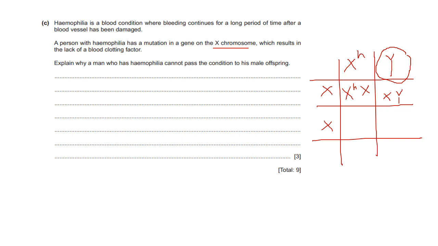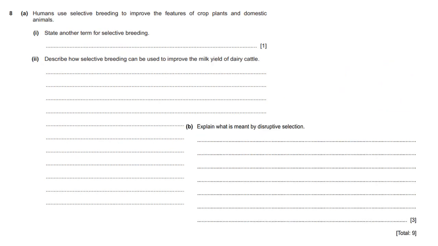Very simple and straightforward. Okay, now we're getting very close to the end. Let's see what it says here. Humans use selective breeding to improve the features of crop plants and domestic animals. State another term for selective breeding.